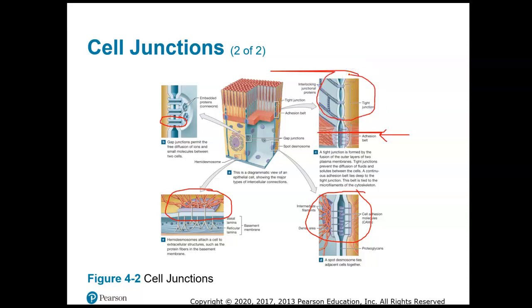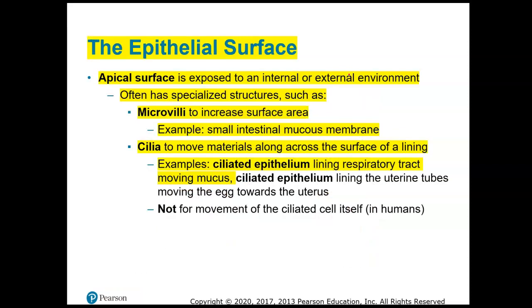Okay, so tight junctions form a tight seal between cells that are packed tightly together. Probably the best example I can give you would be there are tight junctions between the cells that form the lining of your urinary bladder, because you don't want urine leaking out of the bladder into the rest of your body. So tight junctions prevent leakage.